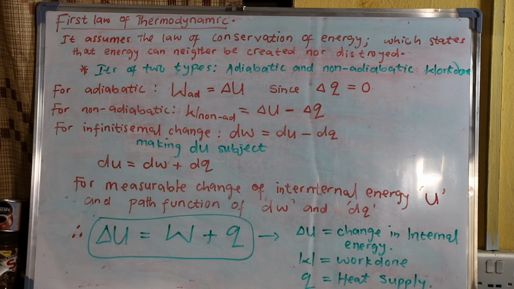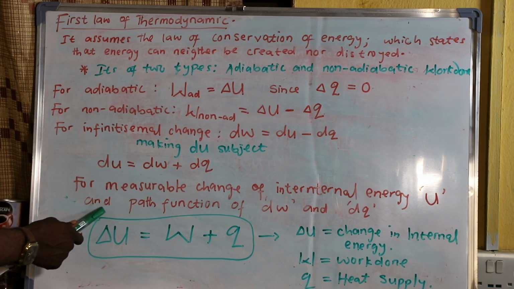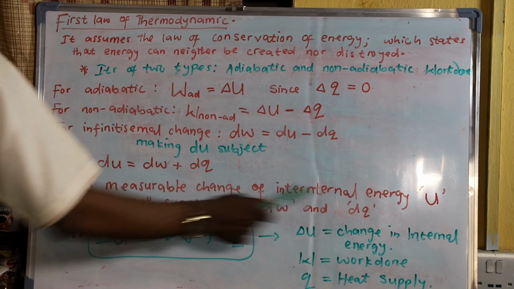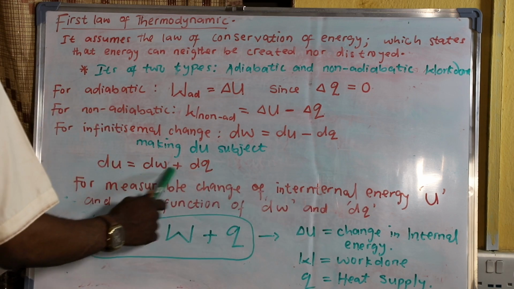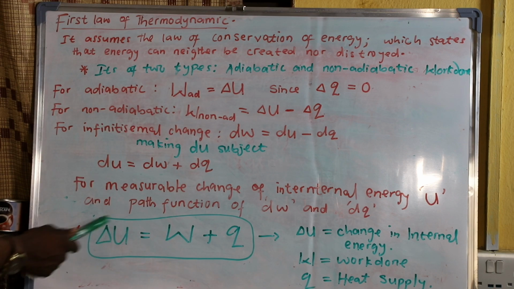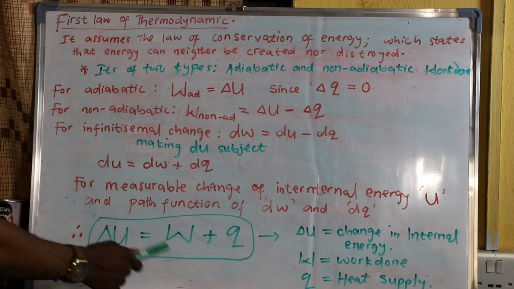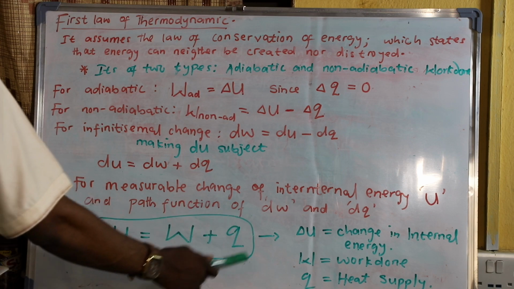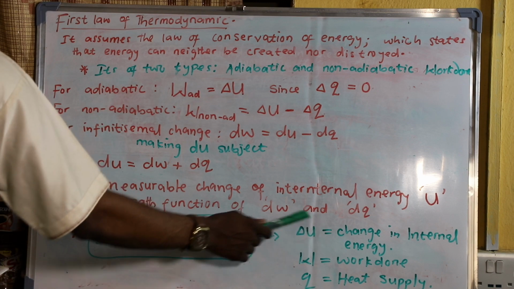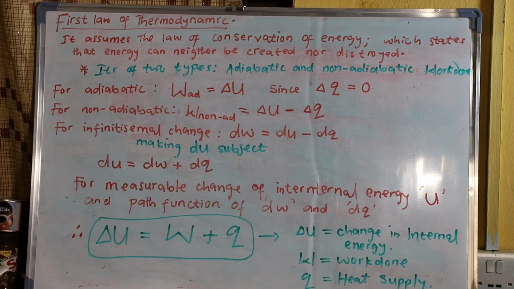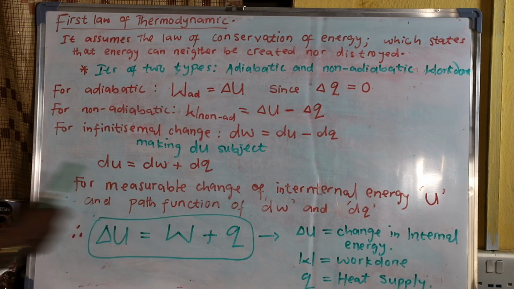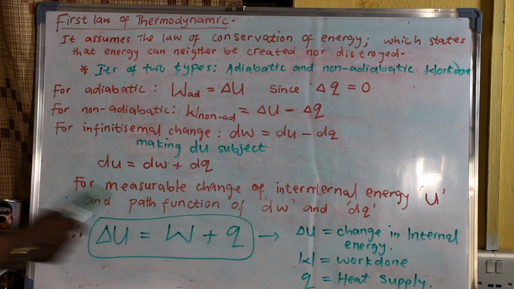So now for measurable change of the internal energy, U is the internal energy. For measurable change of internal energy and the path functions w and q, we have ΔU is equal to w plus q, whereby ΔU is the change in internal energy, w is the work done, and q is the heat supply. So here is the mathematical equation of the first law of thermodynamics.